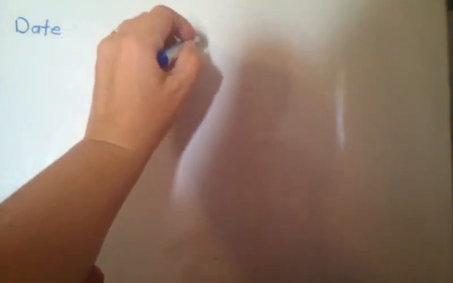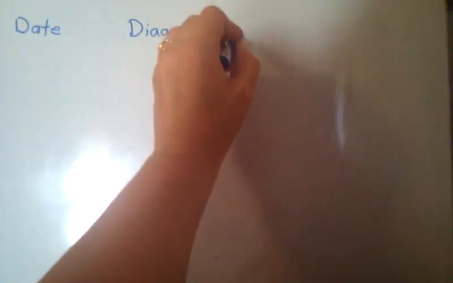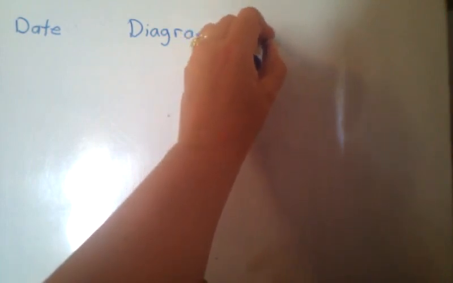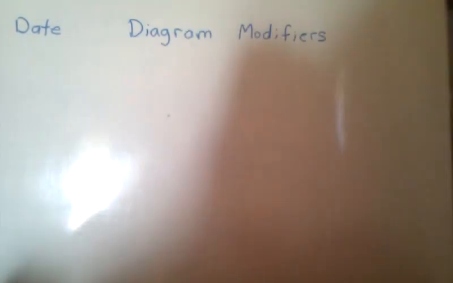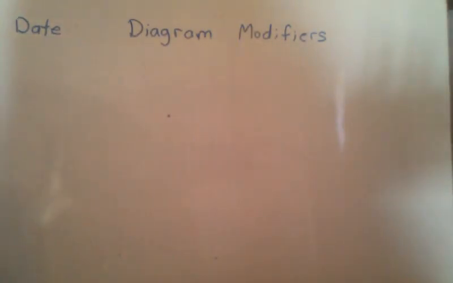Okay, go ahead and get your notes. Go ahead and skip a space and let's put today's date. Today we're going to diagram modifiers. Remember, modifiers are adjectives and adverbs.